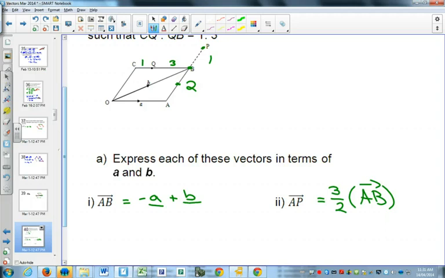So this will be negative 3 halves A plus 3 halves B.